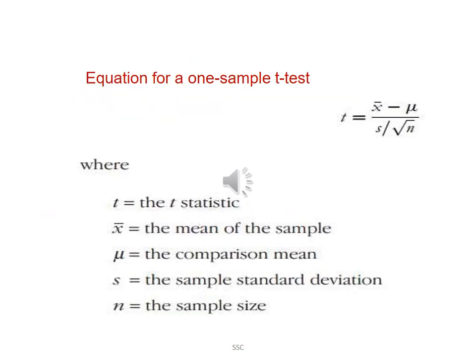For one sample t-test, t is equal to x bar minus mu divided by s by root n. Here t is the test statistic, x bar is the mean of the sample, mu is the comparison mean, that means the population mean, s is the standard deviation, and n is the sample size.